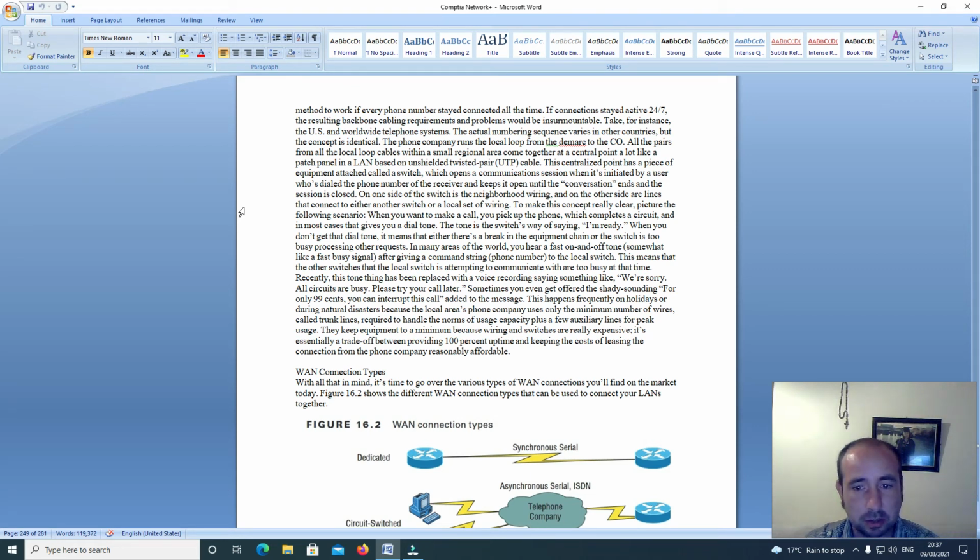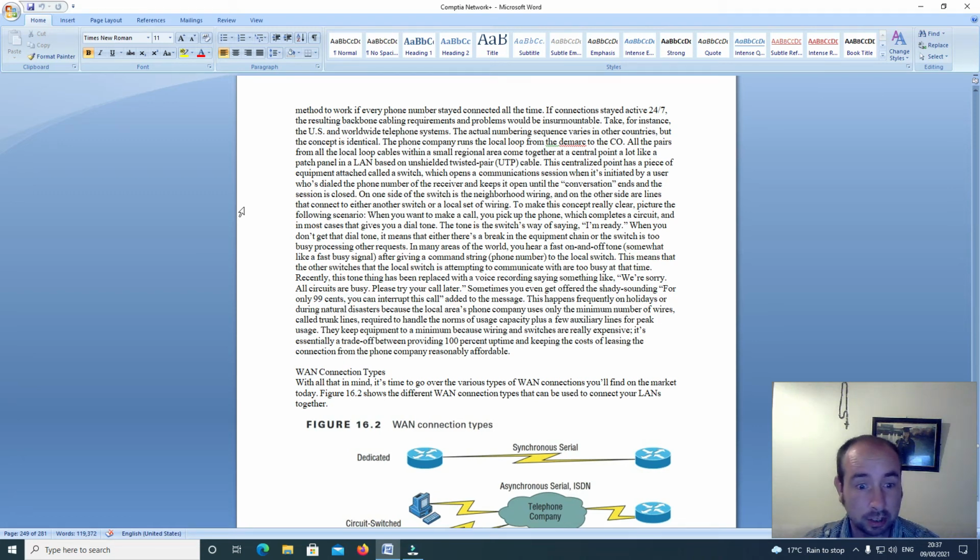To make this concept really clear, picture the following scenario. When you want to make a call, you pick up the phone, which completes a circuit, and in most cases that gives you a dial tone. The tone is the switch's way of saying I'm ready. When you don't get that dial tone, it means that there's either a break in the equipment chain or the switch is too busy processing other requests. In many areas of the world, you hear a fast on and fast off tone, somewhat like a fast busy signal, after giving a command string, the phone number, to the local switch.